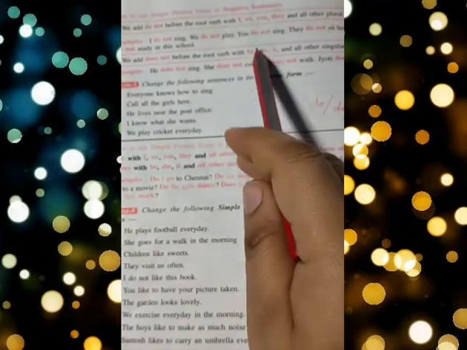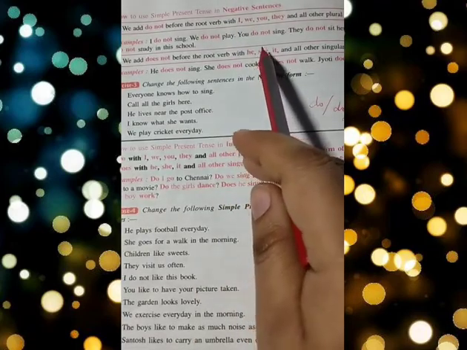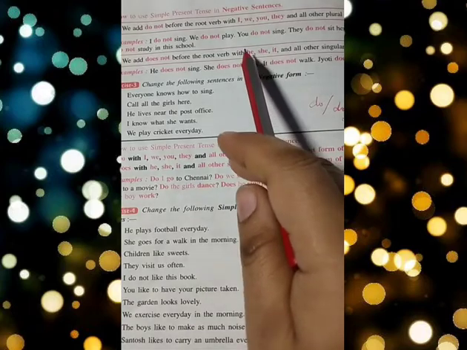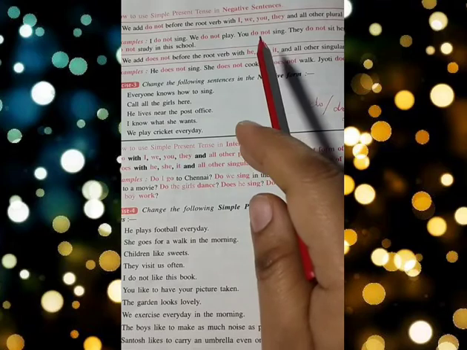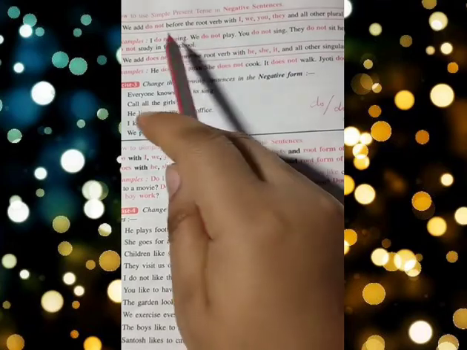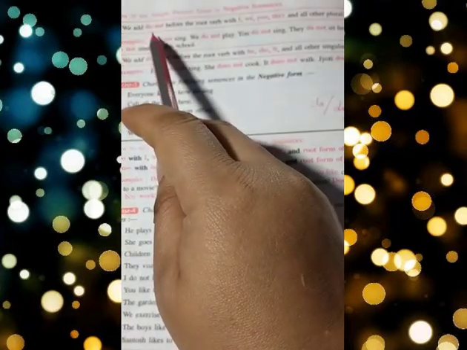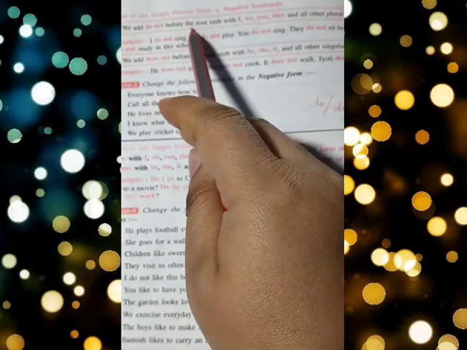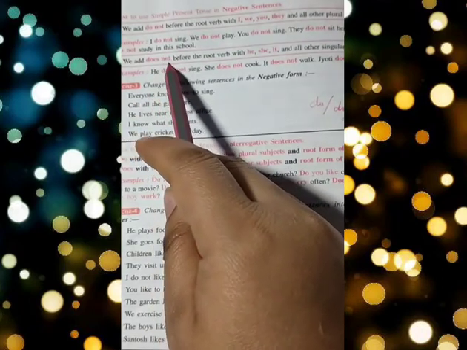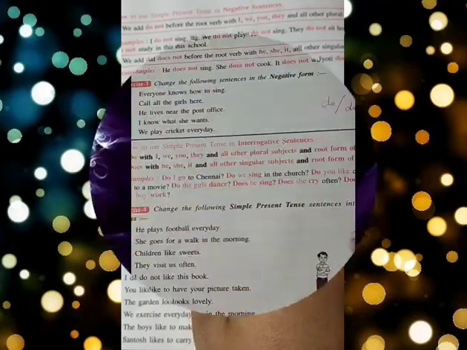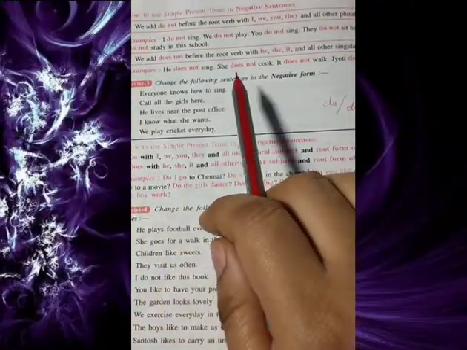So these both are negative sentences. How to use them with the first person, second person, third person? The rule for this: with the first form of the verb plus not, or with the first form of the verb plus es plus not. Now let me explain the exercises.